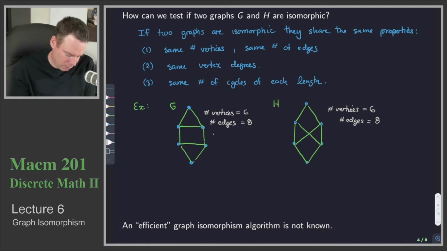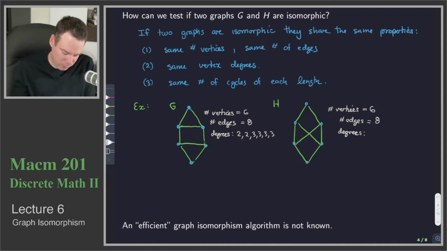So I'm just trying to get a feel for, do they really have the same structure? What else can I do? I can look at their vertex degrees. And what I'll do is I'll just list the vertex degrees, from smallest to largest. So I've got a vertex up at the top that has degree 2, another one down at the bottom that has degree 2, and then the ones around the middle each have degree 3. So there's 4 of them that have degree 3.